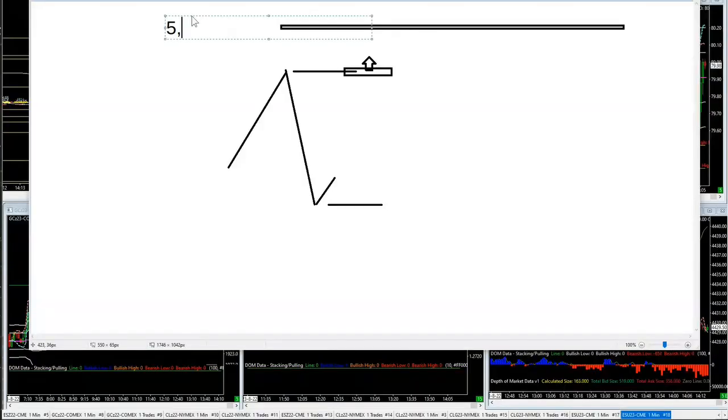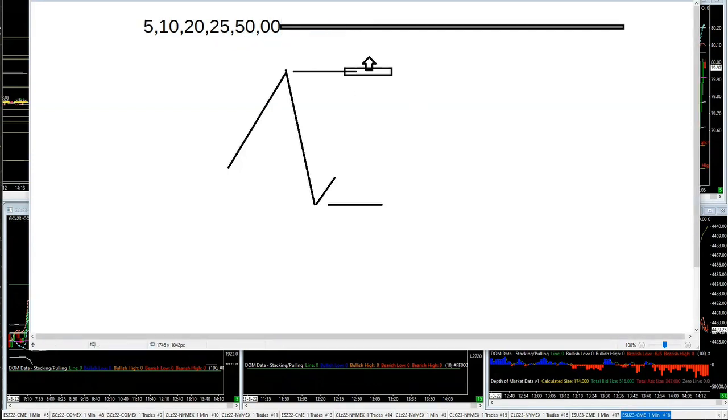WPAs. It's a 5-point, a 10-point, a 20-point, a 25-point, a 50-point level. You know, it's going to have one of those elements attached to it. And obviously what happens is that there's a lot of sellers in front of this, and everybody that didn't have their stop there will have their stop there, correct?